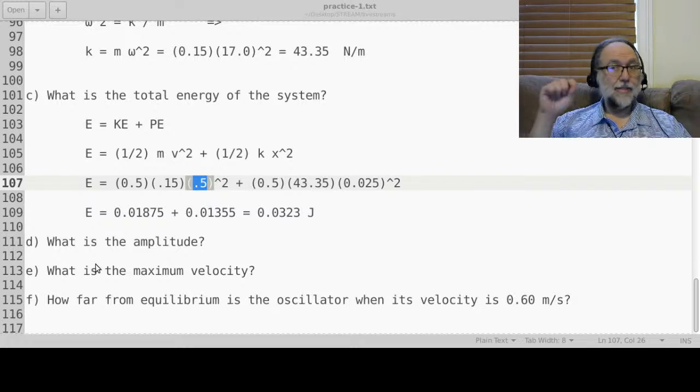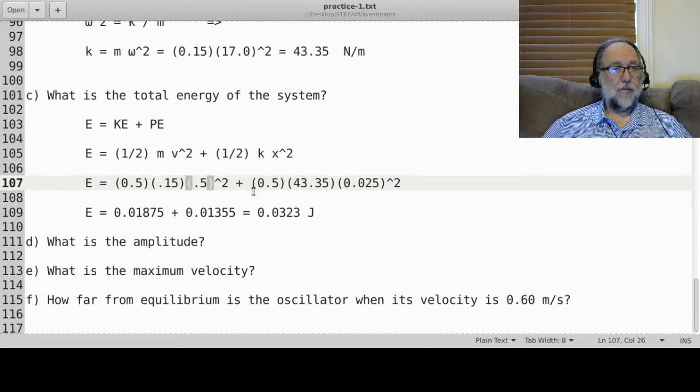At that instant, again, it's not going to be there for very long, but still, at that instant, when it's at the endpoint, it's got no kinetic energy. It's all potential.